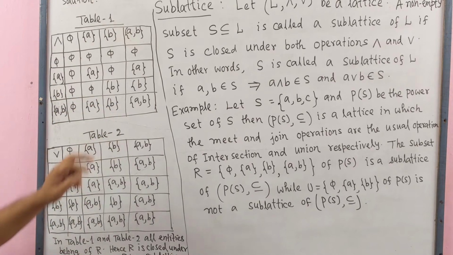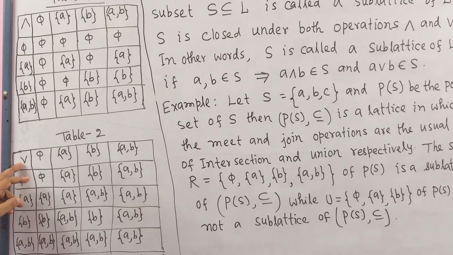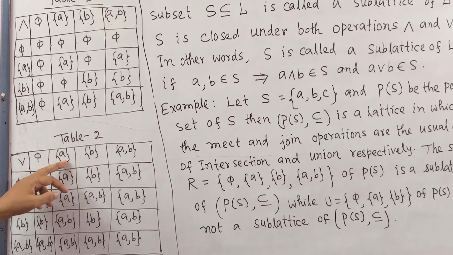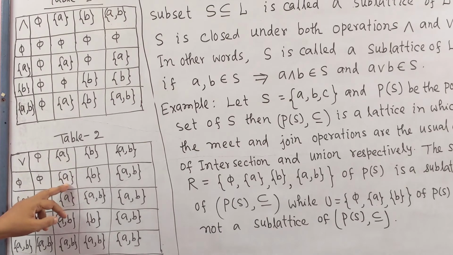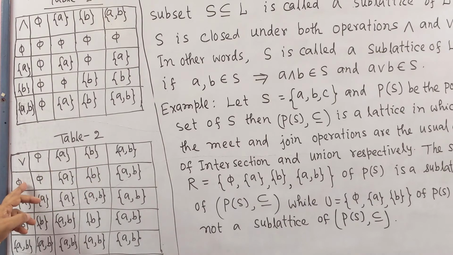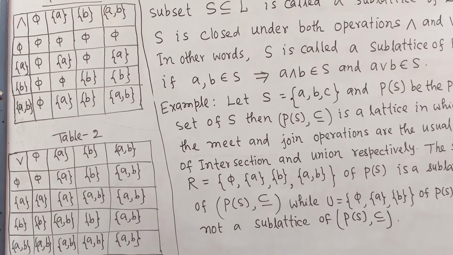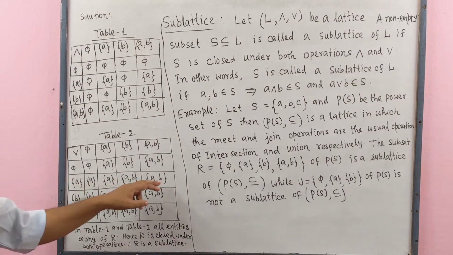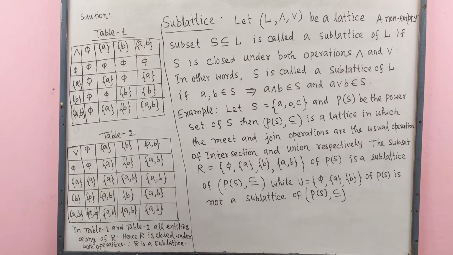Similarly, in table 2, here join means union. Phi union phi, phi union {a} gives {a}, and similarly we may find that by union with phi the element will be that element. Similarly, the other rows may be framed.